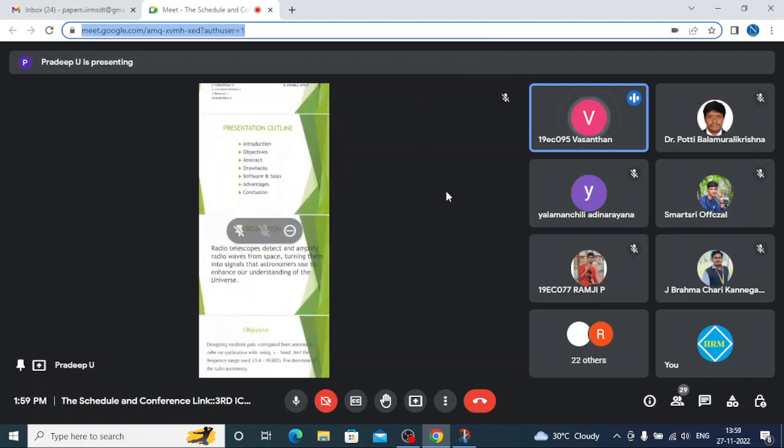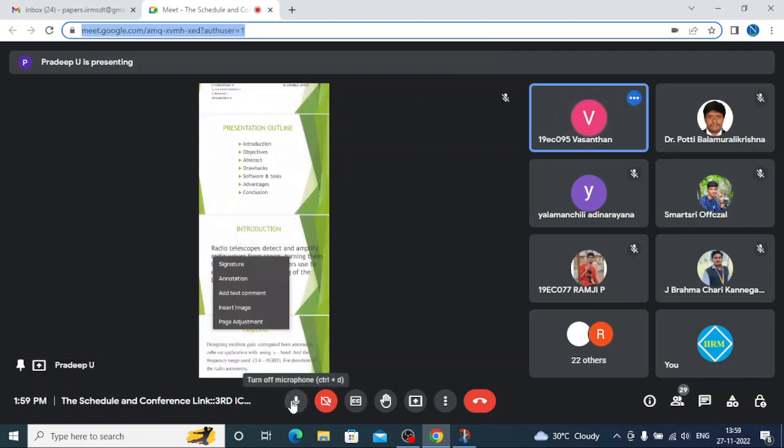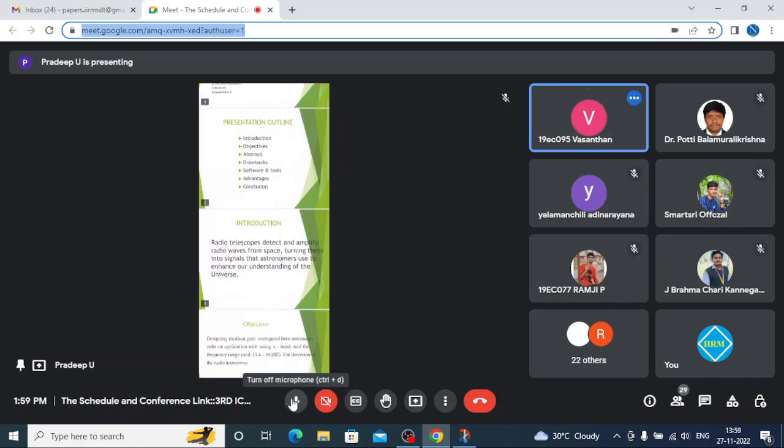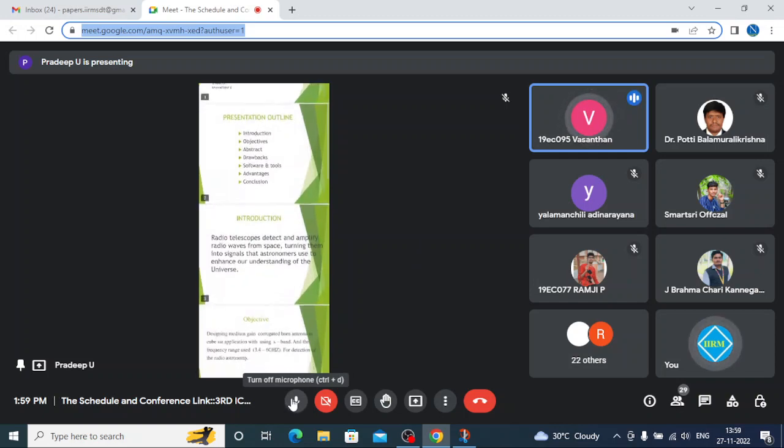Radio telescopes direct and amplify the radio waves from space, turning them into signals that astronomers use to enhance their understanding.